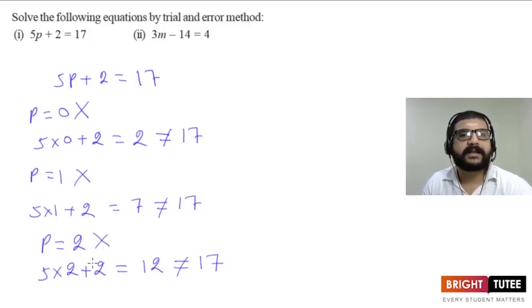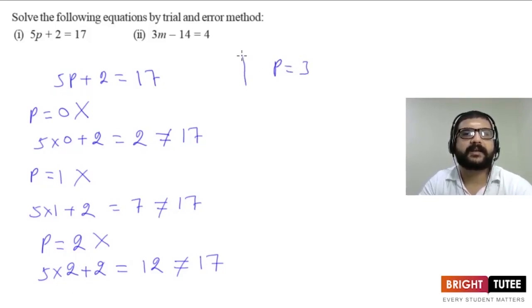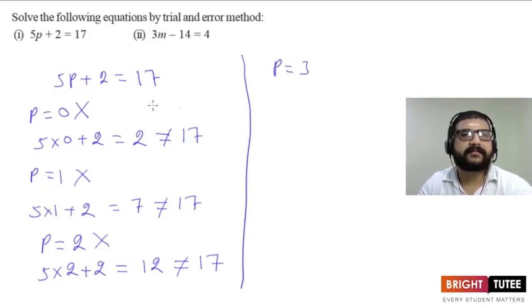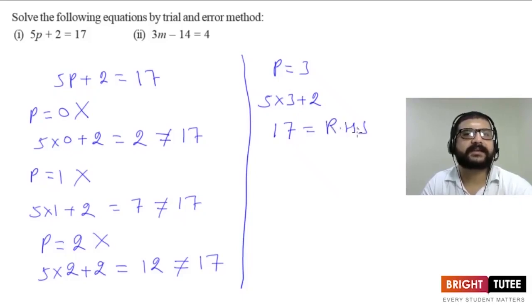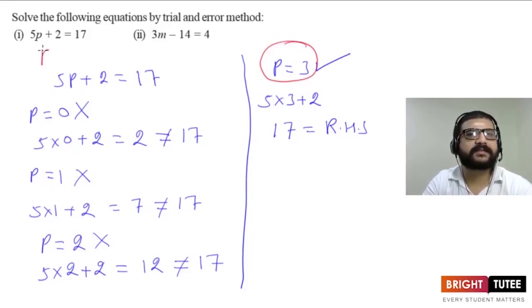Now let's do one thing. Let's try one more value. Let's take p equal to 3 this time. Now if p is 3, then what will we get? 5 into 3 plus 2. What is 5 into 3? It will be 15, plus 2 gives us 17. And we know RHS is also 17. So this is equal to RHS of the equation. Now p equal to 3 is satisfying the equation. So this is how we use hit and trial method for solving the equation. Hence the solution for the first equation is p is equal to 3.